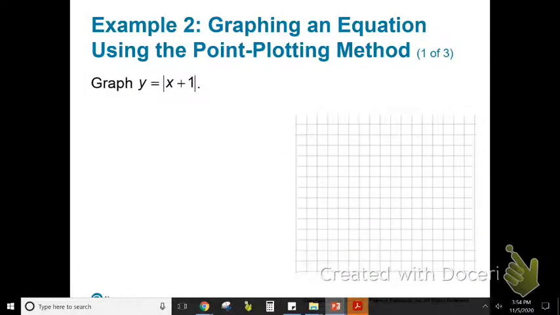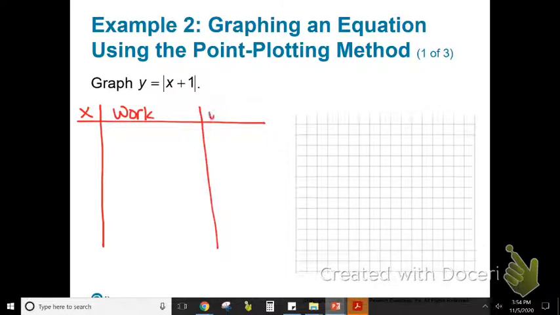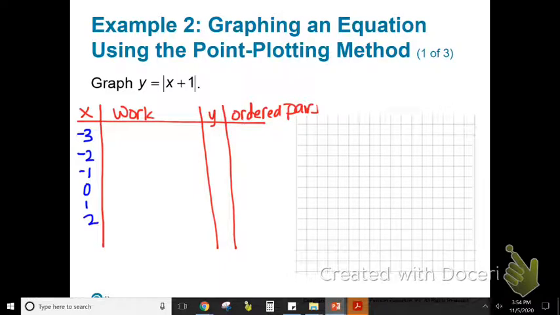So here we're going to use the point plotting method to graph this equation. So we're going to make ourselves a table. And this is not the T table that we're used to seeing. So our first column is going to be our x's. And then I'm going to make a work column here. And then I'm going to have my y's. And then I'm going to have ordered pairs. Alright, so I'm going to pick some x's. And I'm going to pick like -3 to +2. Normally I pick -2 to +2, but it's a little lopsided, so I'm trying to make it a little more even here.